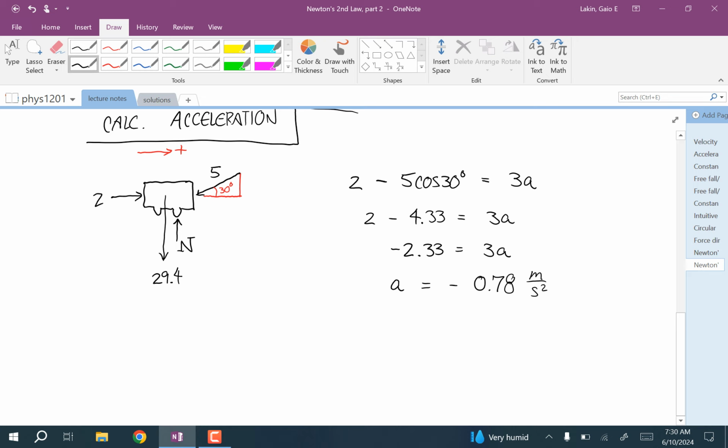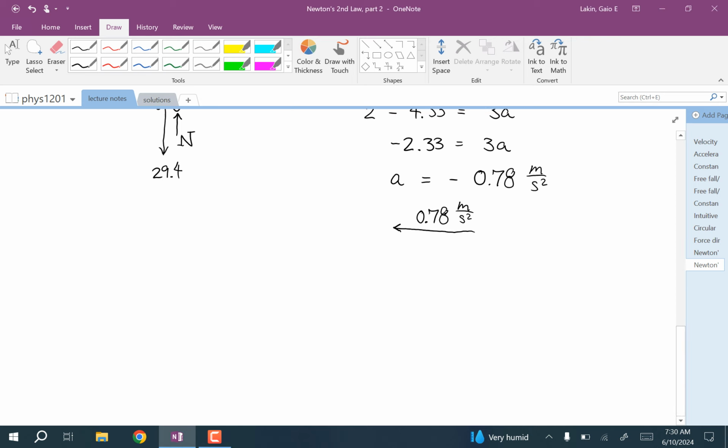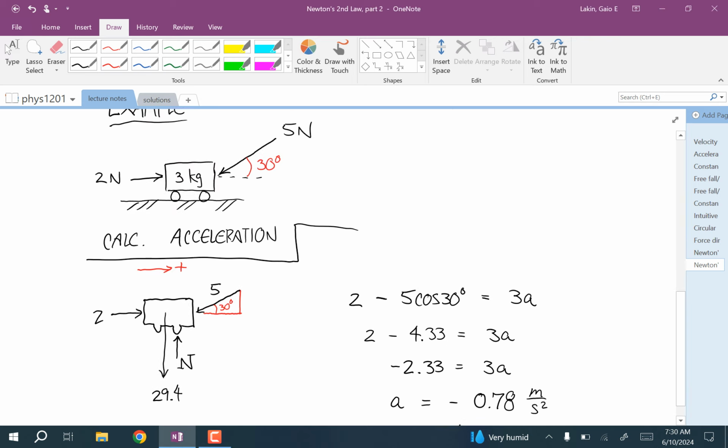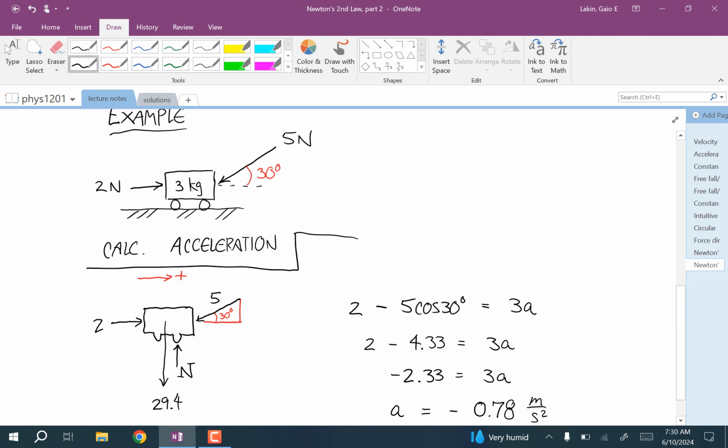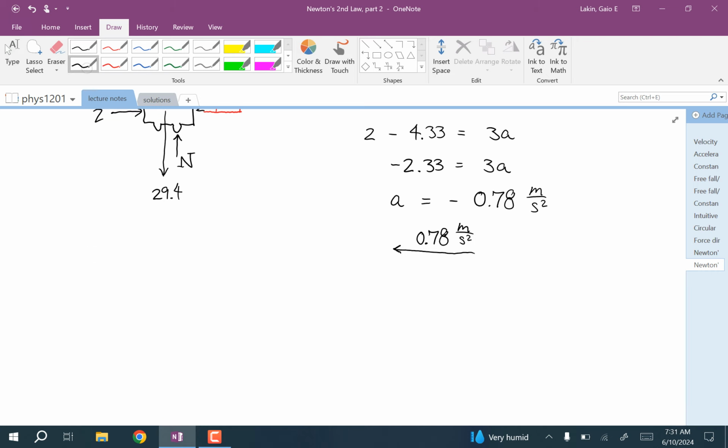Well, now that negative just is compared to what you chose as your positive and negative directions. So this is the opposite of that positive direction since it's negative, and so the acceleration is this way with a magnitude of 0.78 meters per second squared. One way that this shows up pretty often is for objects that are rolling or sliding along surfaces that are not horizontal. So let's see how it works in that case.